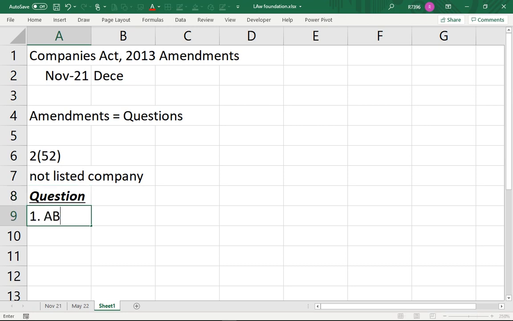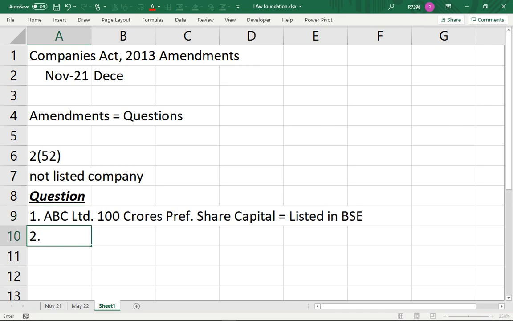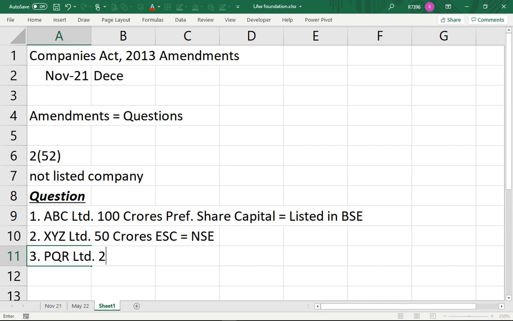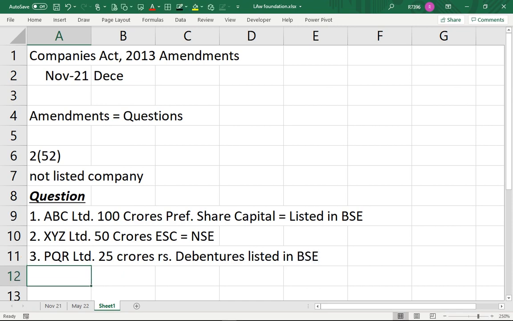The first one is, let's say, ABC Limited, and this company has 100 crore rupees preference share capital, which is listed in Bombay Stock Exchange. The second company is, let's say, XYZ Limited, and this company has around 50 crores equity share capital, which is listed at National Stock Exchange. The third company is PQR Limited, which has around 25 crore rupees debentures, that means debt, which is listed again in Bombay Stock Exchange. So whether it is known as a listed company or not.